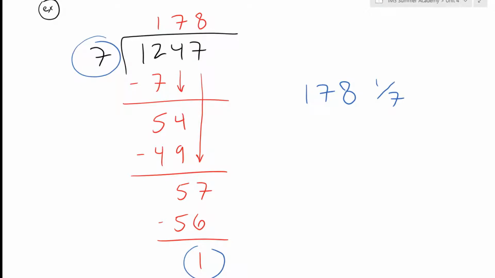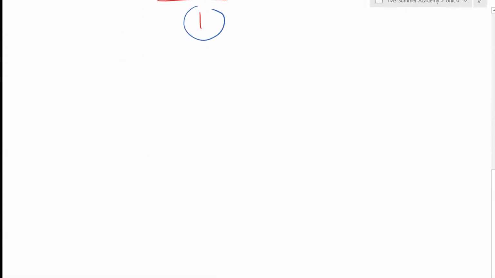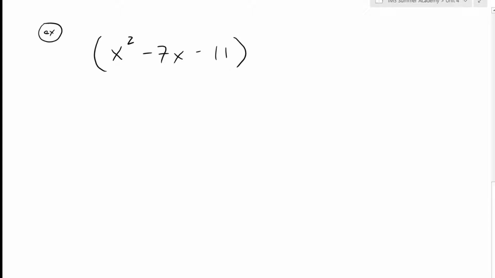Okay. If we did this on the calculator, 1,247 divided by 7 is 178.14, which is approximately the same answer here. Okay. So we want to use those same ideas here for something called polynomial long division. So for example, if they asked us, let's take x squared minus 7x minus 11, there's a polynomial, and that's a trinomial, 3 terms, and we divide it by x minus 8.